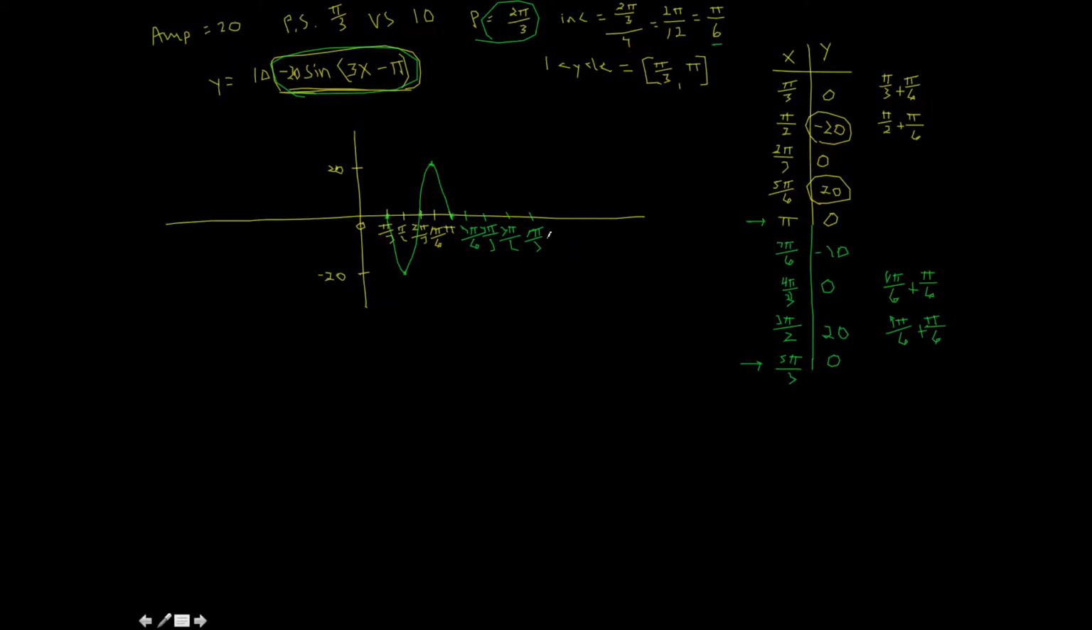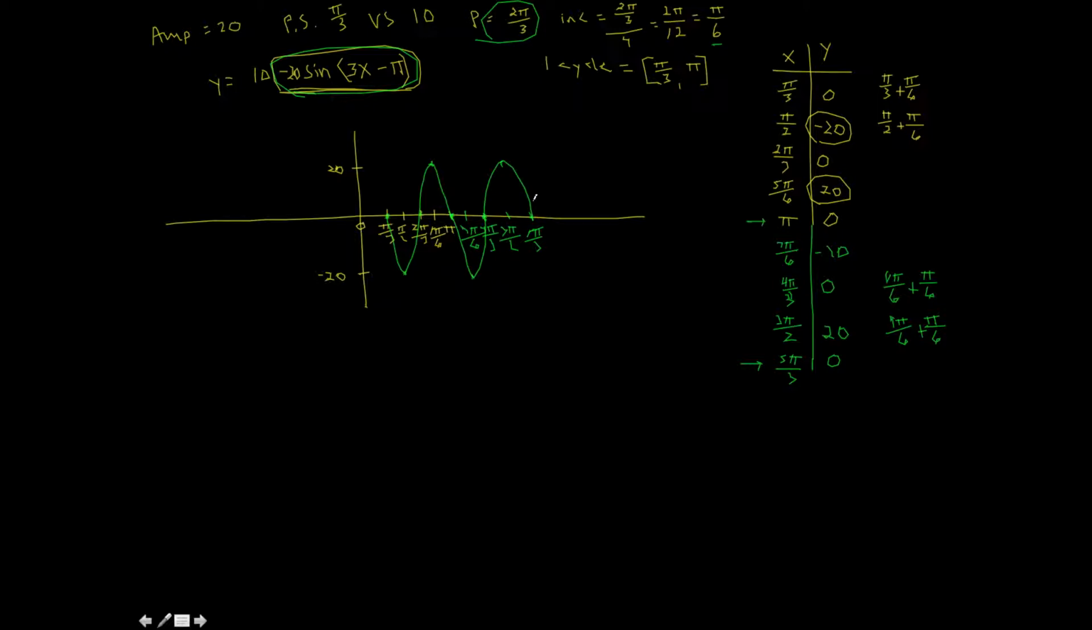All right, so go ahead and plot. 7 pi over 6 is going to be down at negative 20. And then 4 pi over 3 is back up here at the x-axis. 3 pi over 2 is at 20. And then we're back down to the axis again. So it should look something like this.